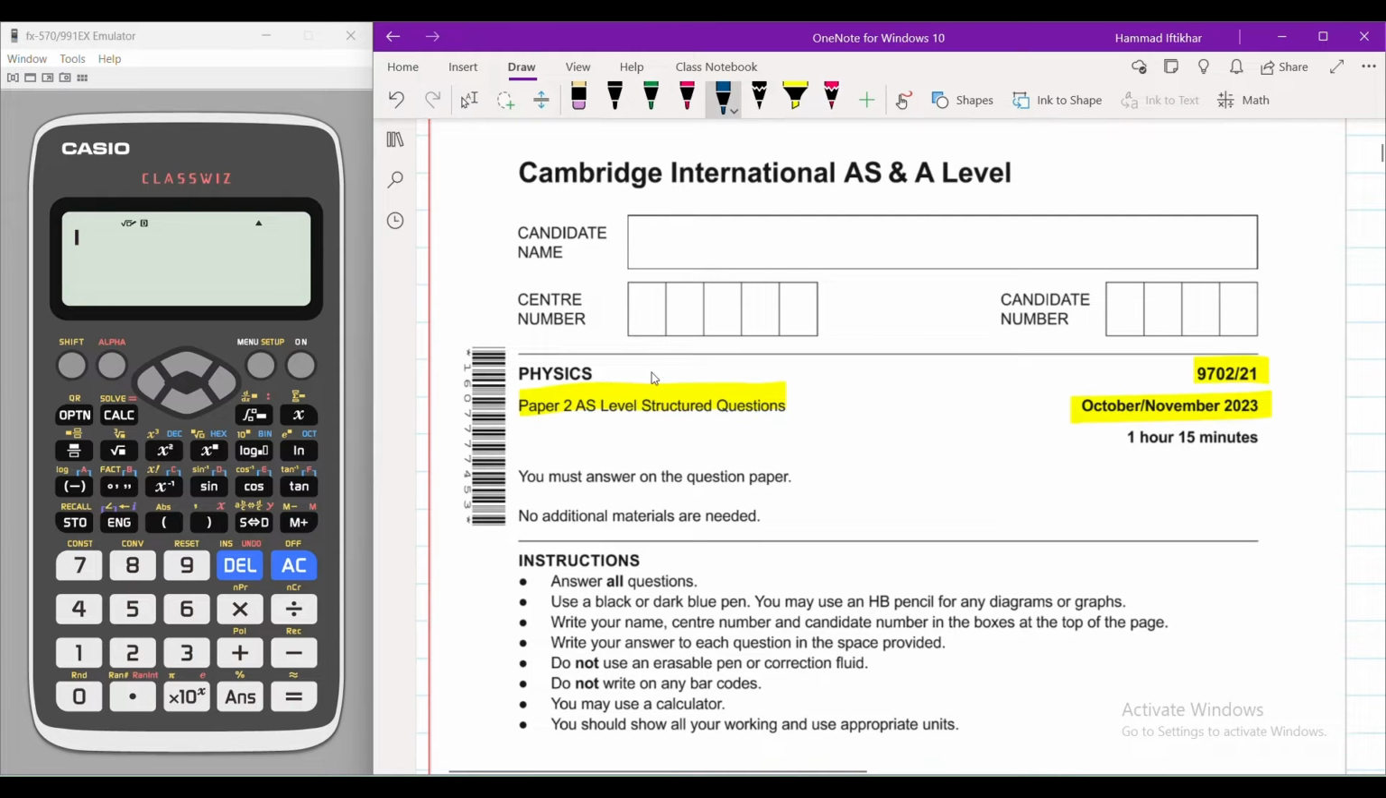Hello everyone. Let's try the paper 2, variant 2-1 of the CIE AS A Levels 9702 code and year October November 2023.